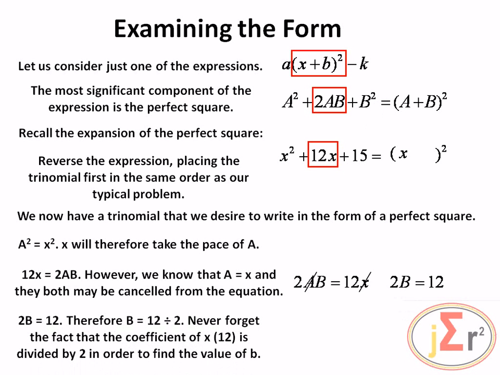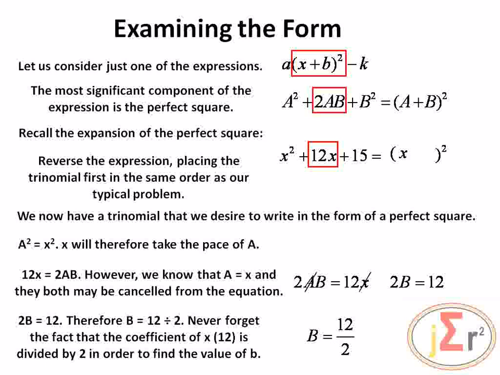Now 2b is equal to 12, therefore b is equal to 12 divided by 2. Never forget the fact that the coefficient of x is 12, and that is divided by 2 in order to find the value of b. And of course, when we are completing the square, we are going to be taking half of the middle coefficient, or the middle coefficient divided by 2, which basically is the same thing.